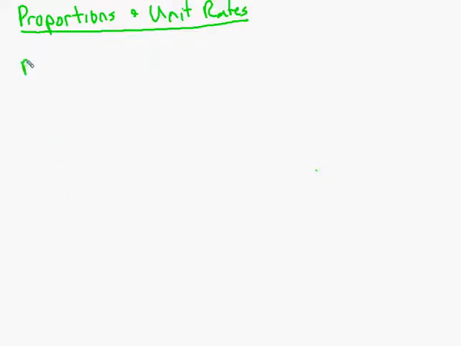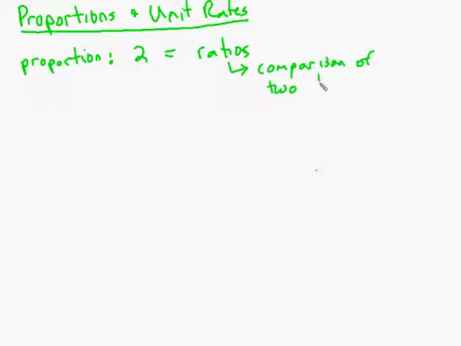So let's go ahead and define a proportion. A proportion is two equal ratios. And a ratio is simply a comparison of two things. Now they're fairly simple to solve. Let's first do a proportion.